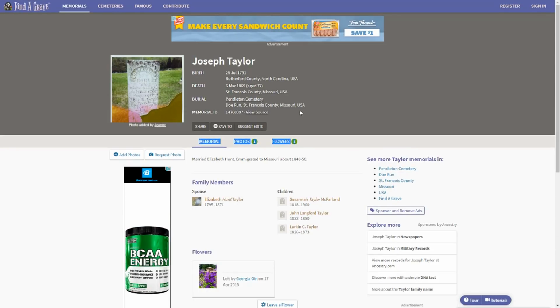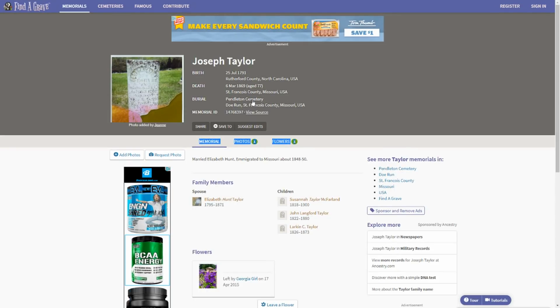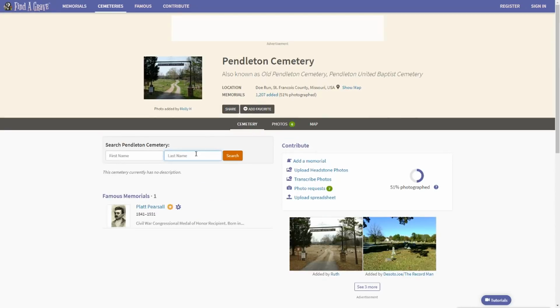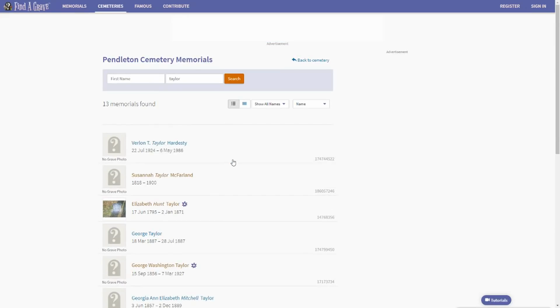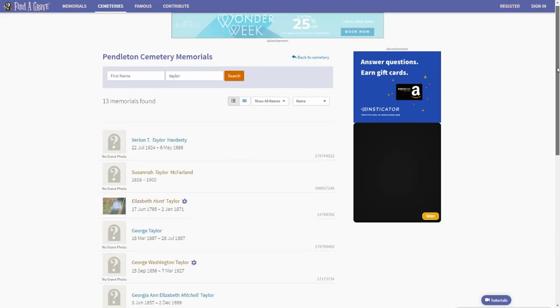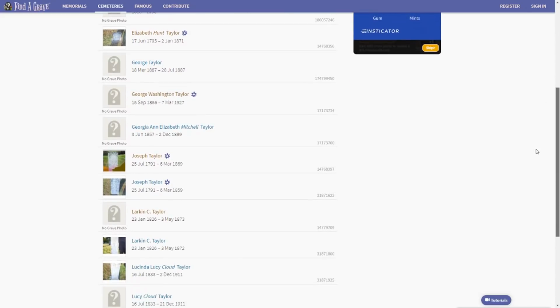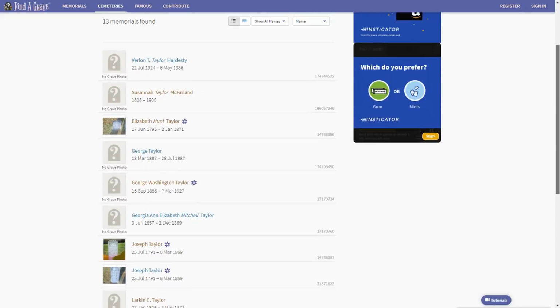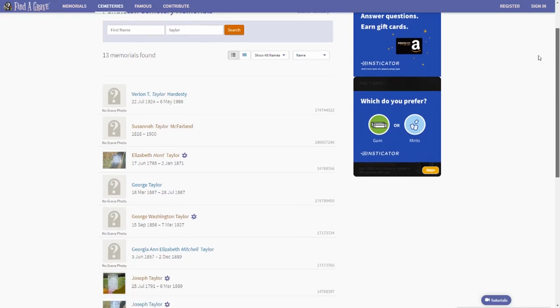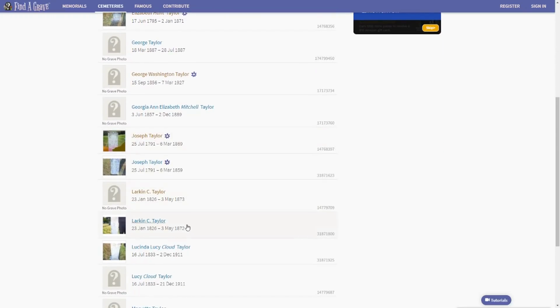Now, when you do that, notice that right here where it says Pendleton Cemetery. If you're looking at this and you say, Joseph Taylor, for instance, buried in Pendleton Cemetery, and I want to look for any other Taylors that are buried in the cemetery. Well, looky here. I get a whole list of other Taylors that are buried in the cemetery. So I've got this person, and then I also have the children. Some of the children that I know are children of this person are also buried in the cemetery.